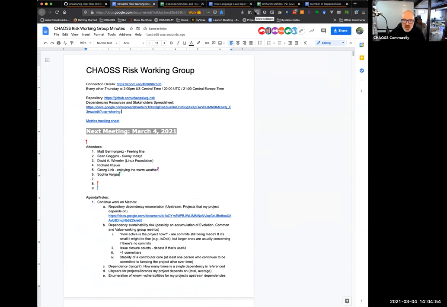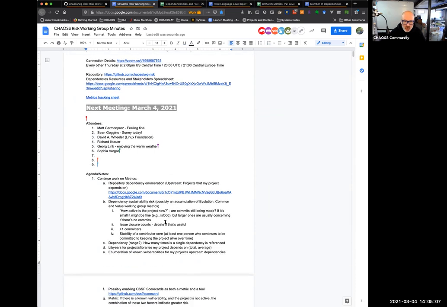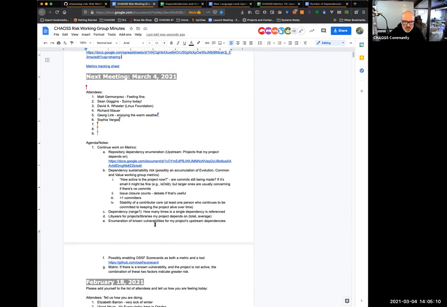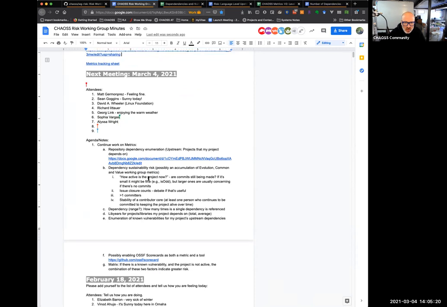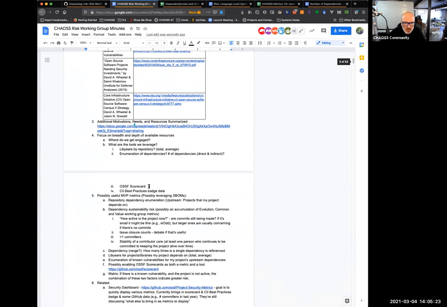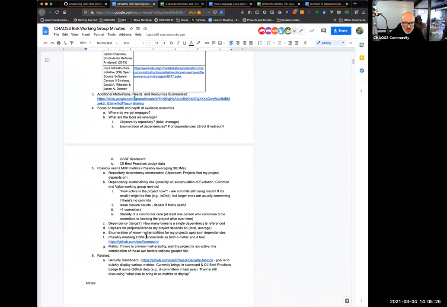And through the course of that discussion, we started to enumerate what we consider our minimum viable product metrics for dependencies in this risk working group. And that minimum viable product evolved. It is down here. So repository dependency enumeration, sustainability risks, dependency range, how often is it referenced?